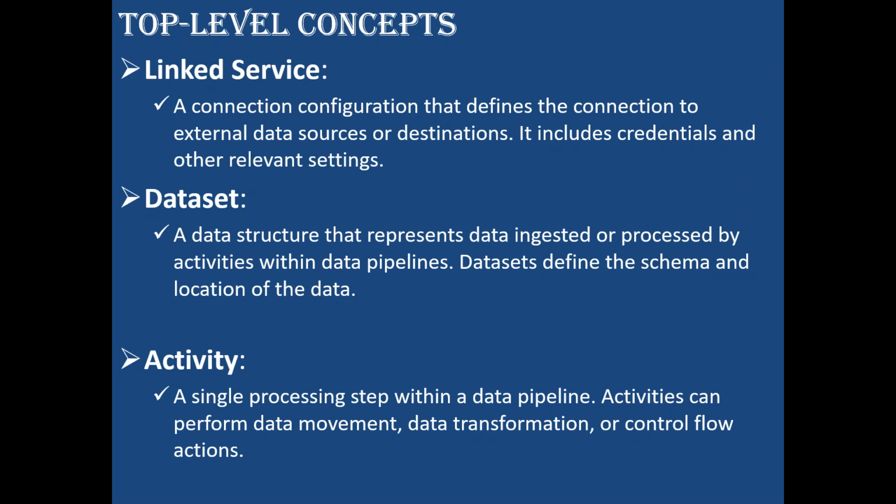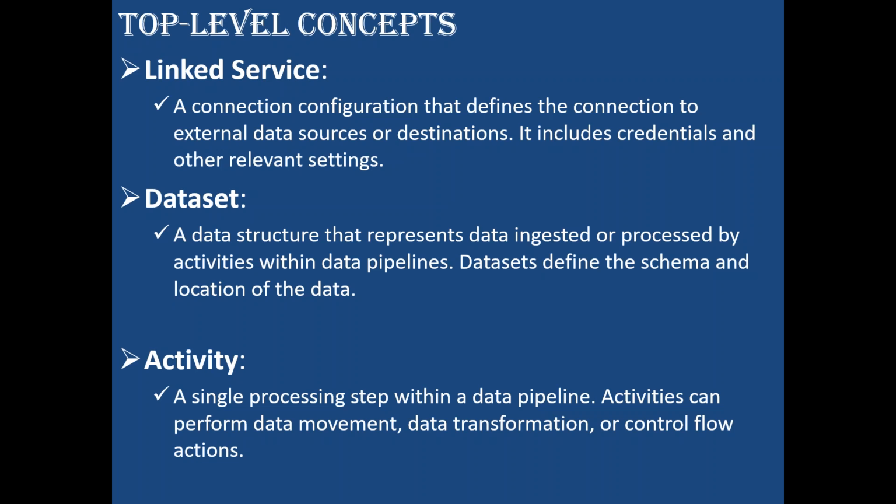What is an activity? A single processing step within a data pipeline. Activities can perform data movement, data transformation, or a control flow action. Data movement means if you want to move data from one place to another place, we have a copy activity, which we have discussed in the example.